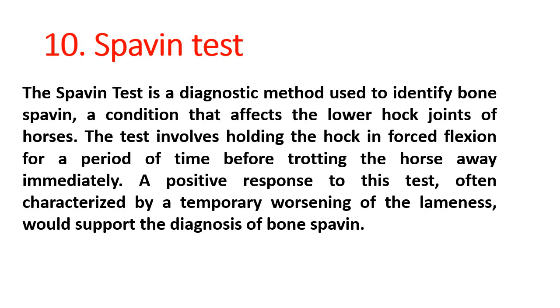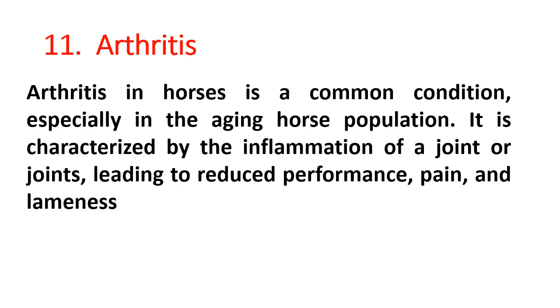Spavin test is a diagnostic method used to identify bone spavin, a condition that affects the lower hock joint of horses. The test involves holding the hock in forced flexion for a period of time before trotting the horse away immediately. A positive response to this test, often characterized by temporary worsening of the lameness, would support the diagnosis of bone spavin. Then arthritis, very simple definition.